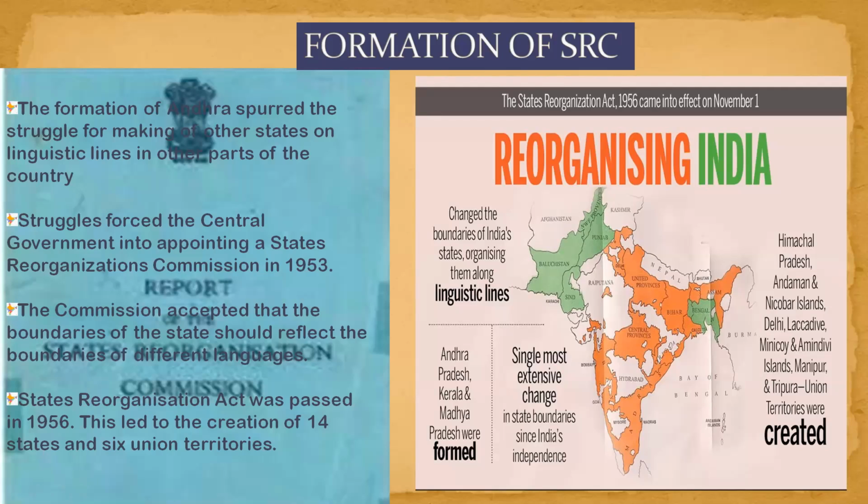This committee, this commission, submitted a report, and finally an act was passed which was called the States Reorganization Act 1956, which came into effect on November 1st. And this led to the creation of 14 states and 6 union territories.